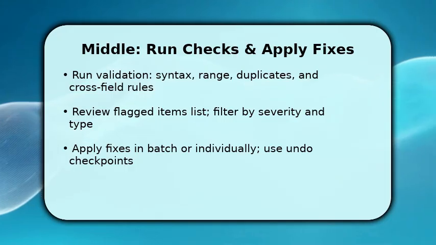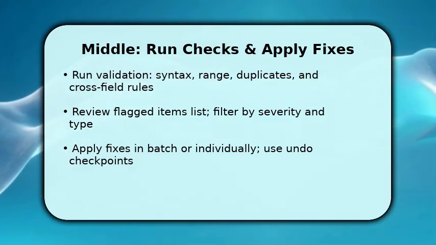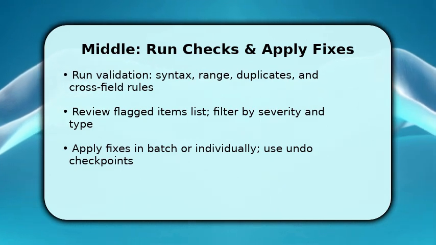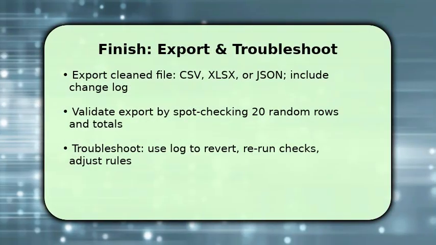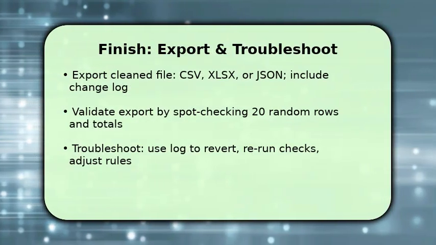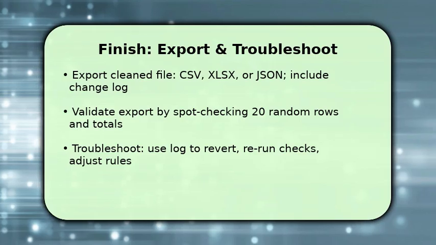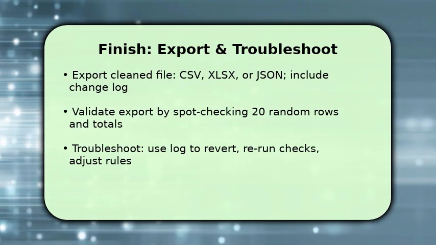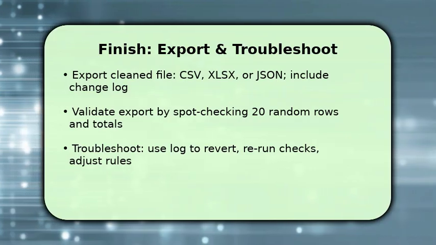ambiguous cases. You'll want to set undo checkpoints after each major batch, so you can step back if a correction introduces new conflicts. You finish by exporting the clean dataset and including the changelog so every modification is traceable. Once exported, validate by spot-checking about 20 random rows and verifying totals or calculated fields to confirm integrity.